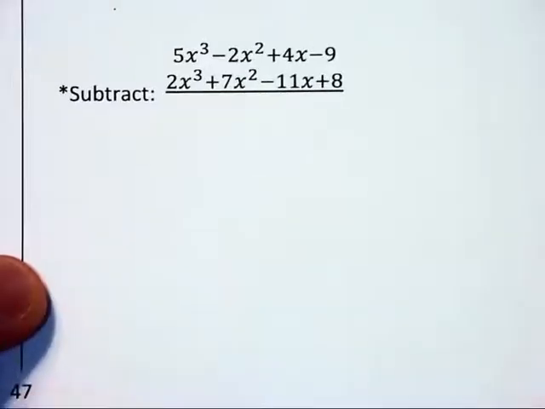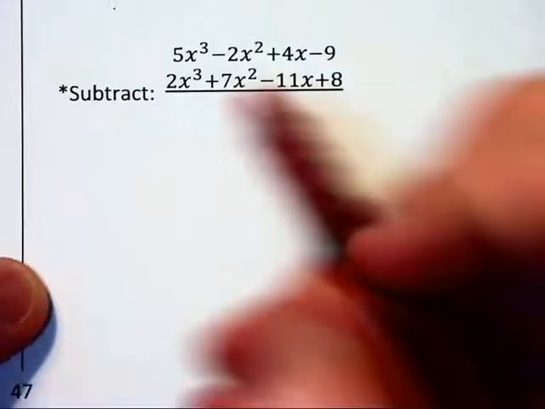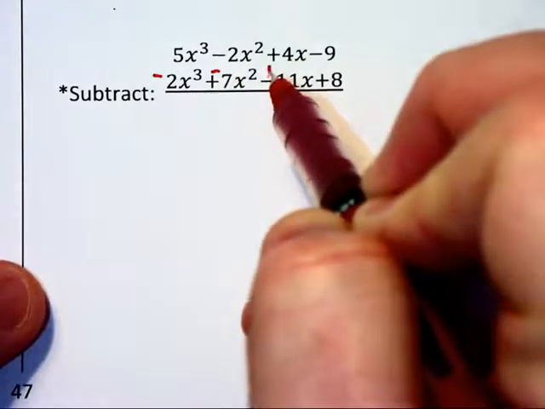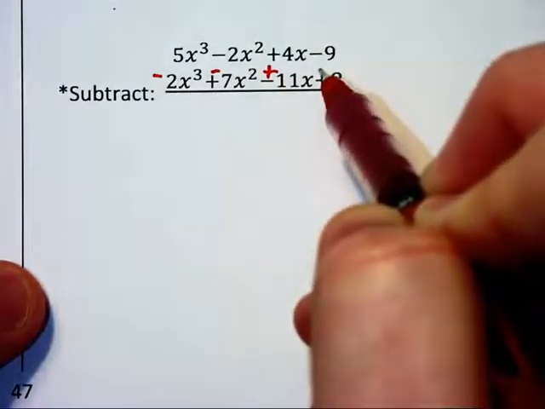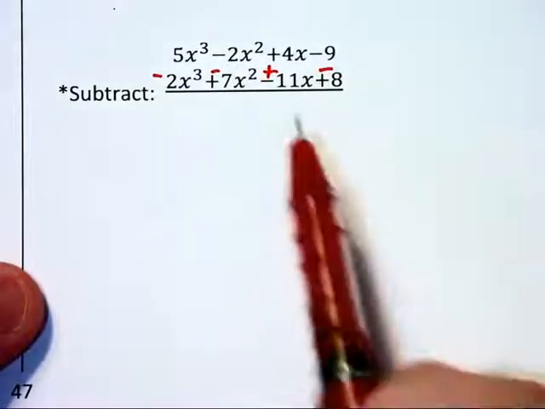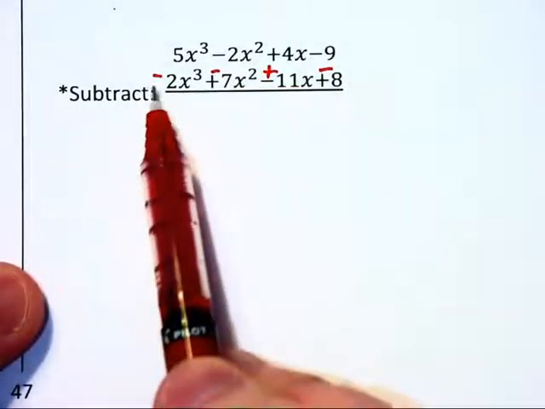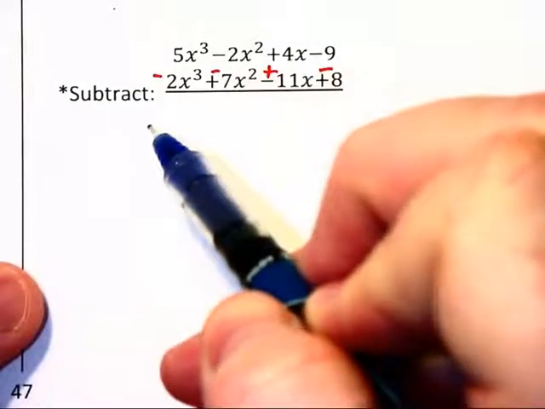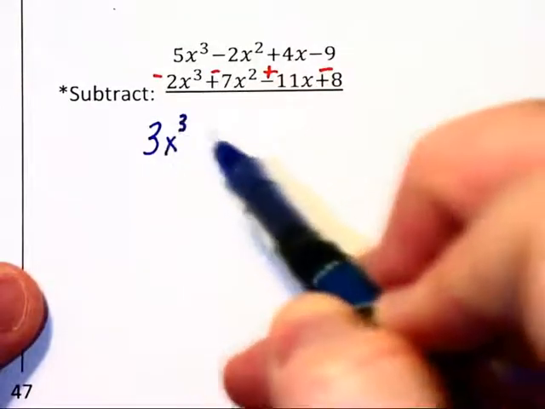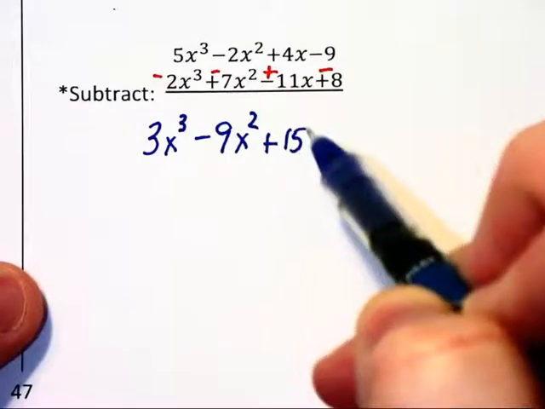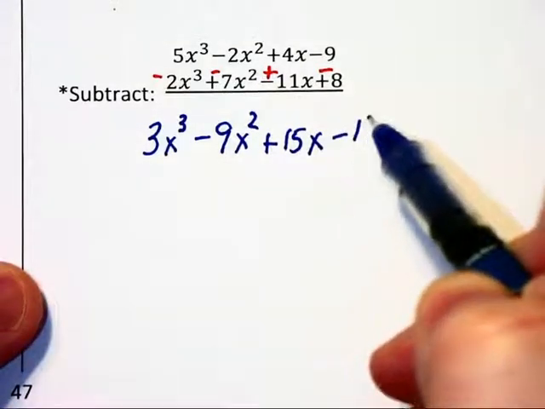If you are subtracting in a vertical format, then you've got to be careful because each term on that second row is being subtracted and we're adding the opposite, so you will want to change the sign of each term in that second row. Just putting one minus sign out front is not enough. Now we can add the opposites. 5 plus negative 2 is 3x to the third. Then we have minus 9x squared plus 15x and minus 17.